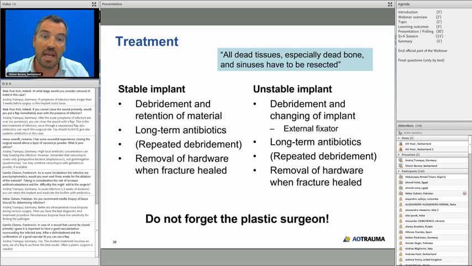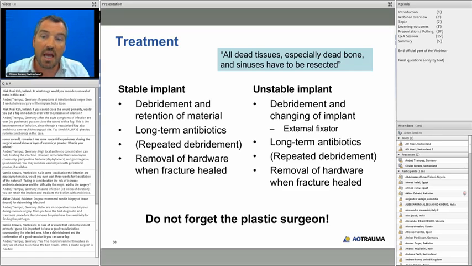If we have an unstable implant, then we need to debride and then change the implant, often to an external fixator. Today there are other ways as well, cement-coated nails or antibiotic-coated nails, but normally external fixators are often used in these situations. We need long-term antibiotics as well, and of course, once again, removal of the hardware as quickly as possible.